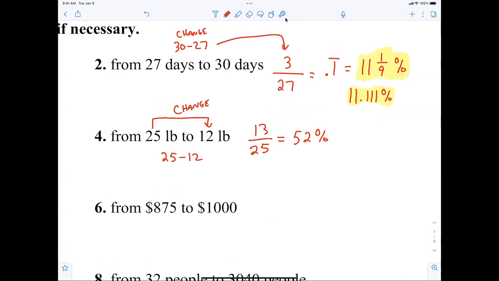Now sometimes you're going to subtract and you're going to get a negative. Do I really care about the negative? No. You don't care about the negative. All you're doing is finding the difference between the 2 numbers.